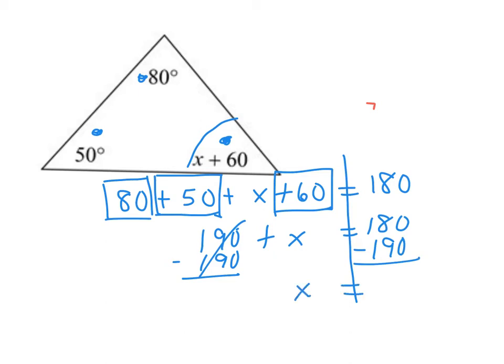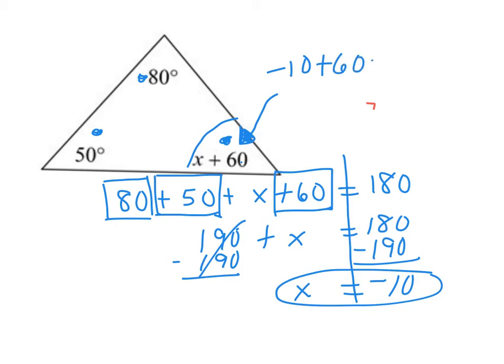And it does feel weird in this problem a little bit, but I got a negative number for my x. It's not saying that the angle itself is negative 10. It just says that x is negative 10. So if we go back up to our triangle and we say x plus 60 is this angle, we now know that x is negative 10. So negative 10 plus 60 means that this angle is actually 50 degrees.